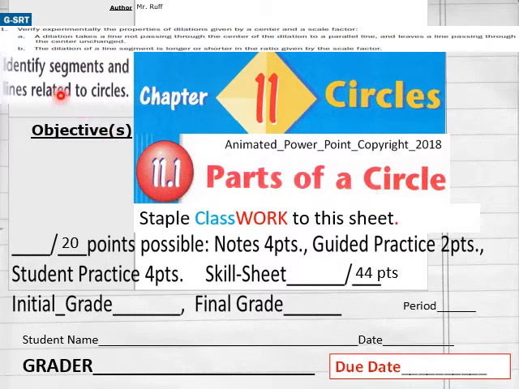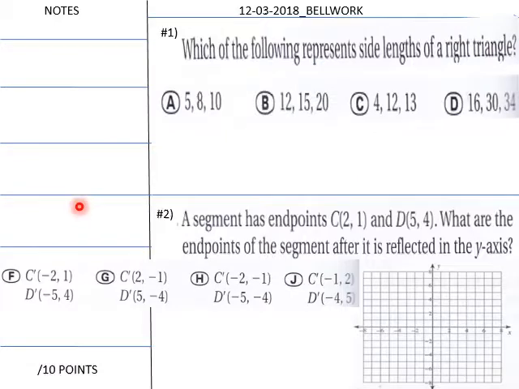11.1, parts of a circle. Here is your standard for this lesson: identify segments and lines related to circles. We have 44 points of classwork and 20 points of note-taking.